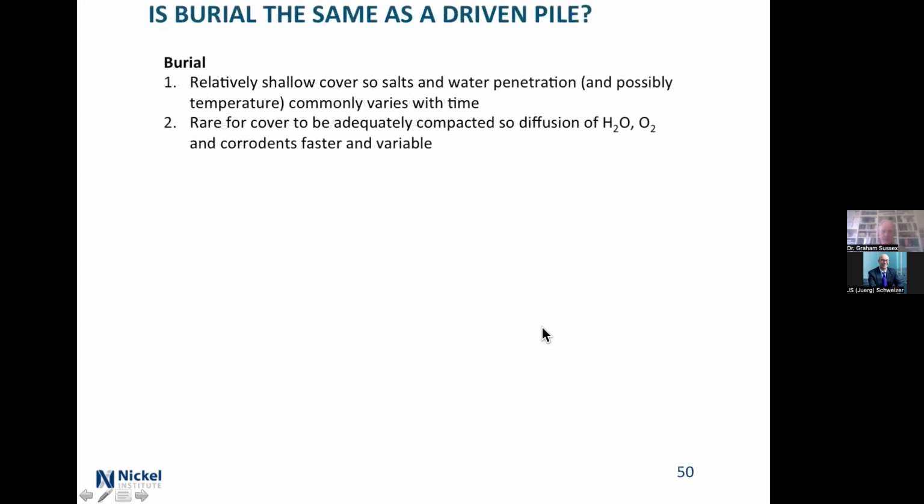Okay, so let's look at what the difference is between a pipe being put into the ground and a driven pipe. If you're burying something, it's relatively shallow usually, and salts and water and possibly even oxygen can get through. It's unusual for the cover to be adequately compacted. And if you say, oh no, the spec says so, go and have a look at a place where they've dug up a pipe and then put it back in the footpath or along the road, and then look at the bump in the road from that. So you get diffusion of water, oxygen, and corrodants going down if it's not properly compacted.